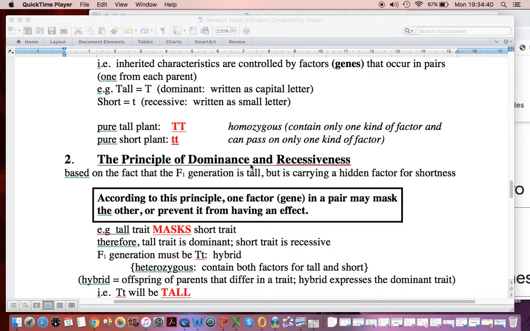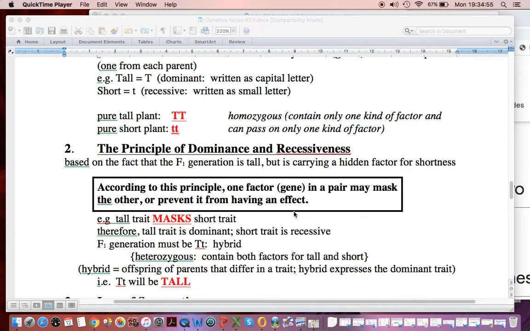Now we look at the principle of dominance and recessiveness. What this is saying is if you have 2 different genes, one dominant, one recessive, the dominant one will mask the recessive one from being expressed. So what that means is if we have big T, little t, so we have a dominant and a recessive gene, it's like the recessive gene's not there. We only get the trait for tallness.